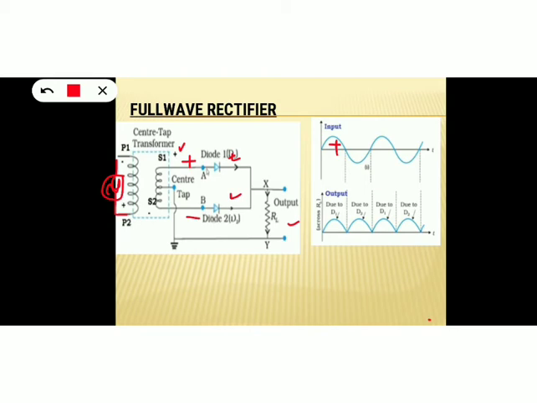So diode 1 will conduct current as it is forward biased. At the same time, diode 2 will not conduct any current as it is reverse biased. So there will be an output corresponding to the diode D1. Now consider the negative half cycle of AC. During the negative half cycle of AC, what happens?